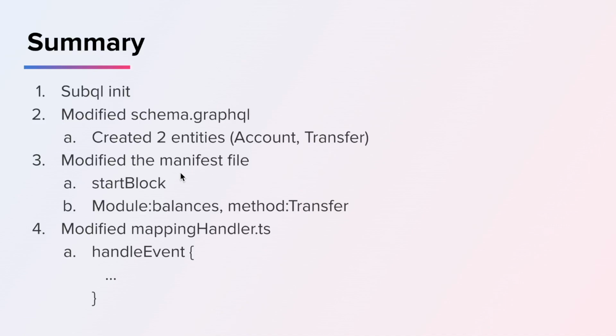We then modified the manifest file, in particular the start block. We set it at just under 14 million, and then we had the filter for balances and the transfer method. And finally, in step 4, we modified the mapping handler, keeping the handle event function and modifying the code within to transform the indexing data.